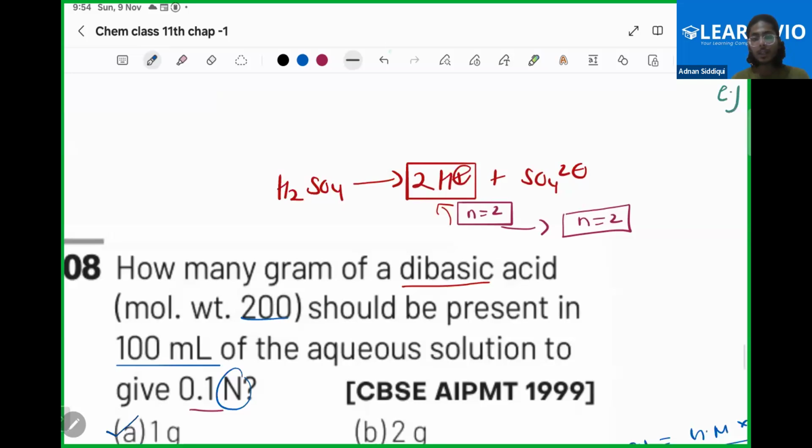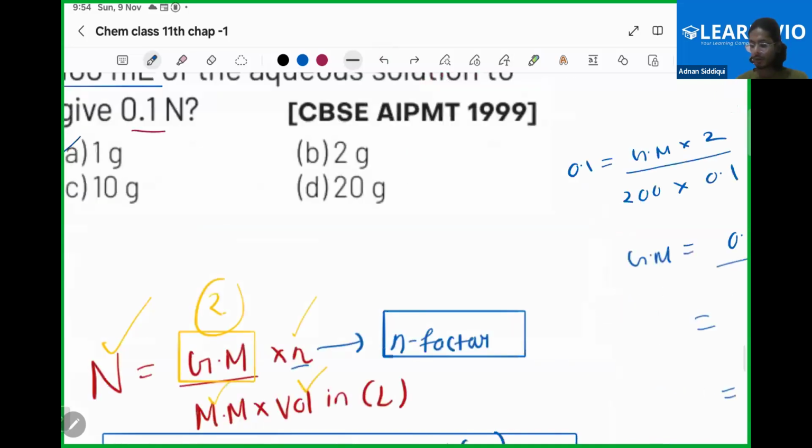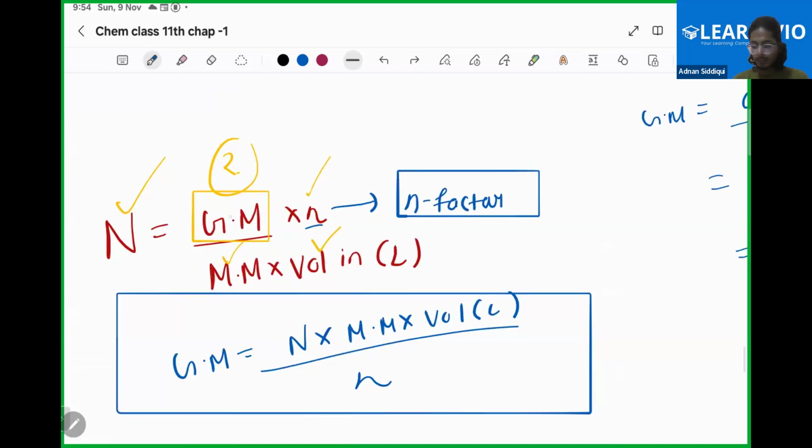What they are asking you about is the given mass. So if you see the formula for normality, it is given mass upon molar mass into volume into N. They have given you normality, N factor, molar mass, and volume. They are asking you about given mass. So you will keep given mass at one side and send the rest to the other side.